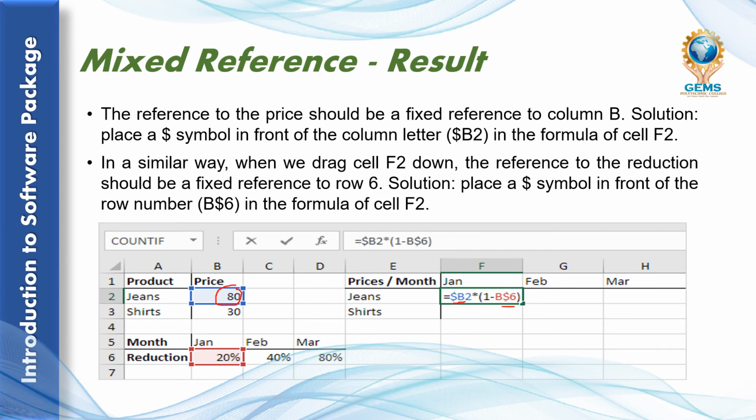So in the formula of F2, there is a 20% reduction for the product. The price of B2 or B3 is not a fixed one, so there are no changes. Here the mixed reference comes in. Mixed means there is an absolute reference as well as a relative reference applied in this formula, and this reference mix is known as a mixed reference.